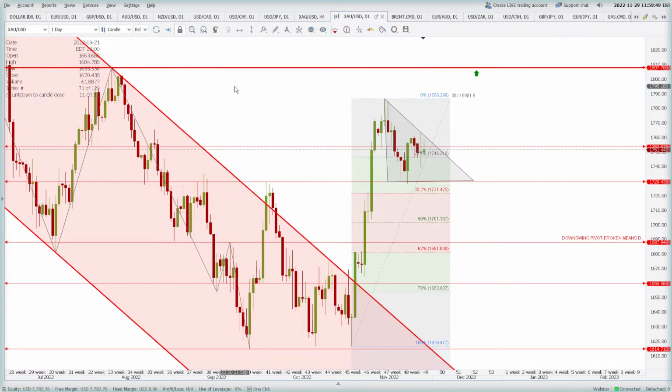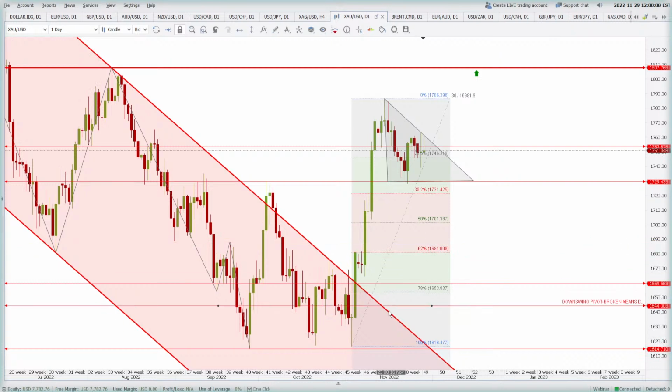Okay, thanks, bro. Okay, so 1808 area is where the next resistance is, but yes, the structure has already been broken, and now after this break, we have this low and this high, so this becomes your upswing pivot now.